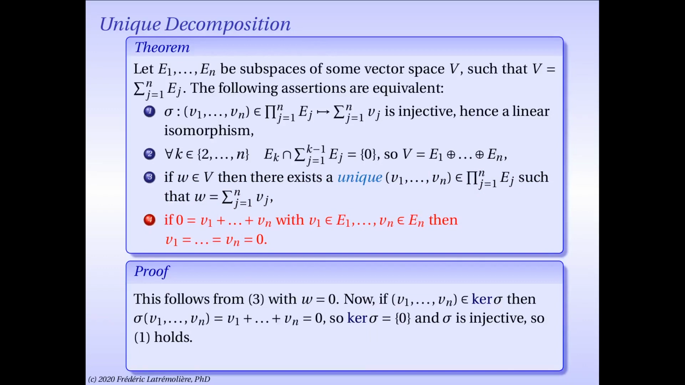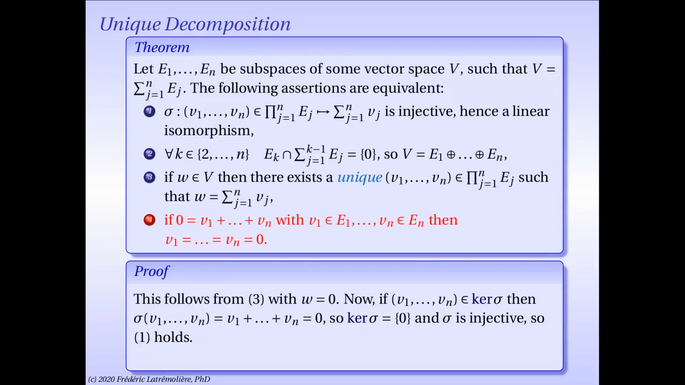The way you deduce the fourth point is by applying the third to the special case omega equals 0. It tells you there's only one way you can write 0 as v1 plus v2 plus etc. plus vn, with v1 in E1, v2 in E2, etc. But we actually know that way, because we can simply choose v1 equals v2 equals etc. equals vn equals 0. So 3 implies 4. It's the only way we can write 0 if 3 is true.